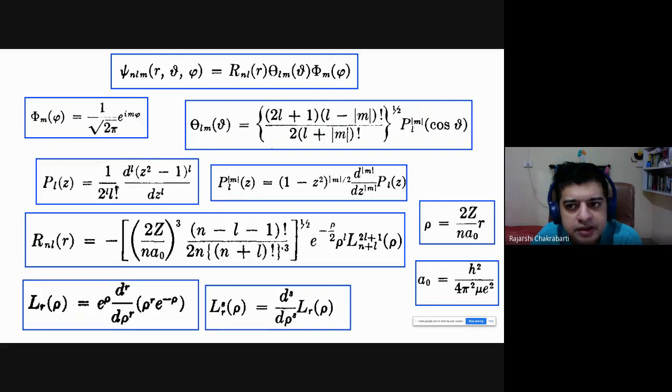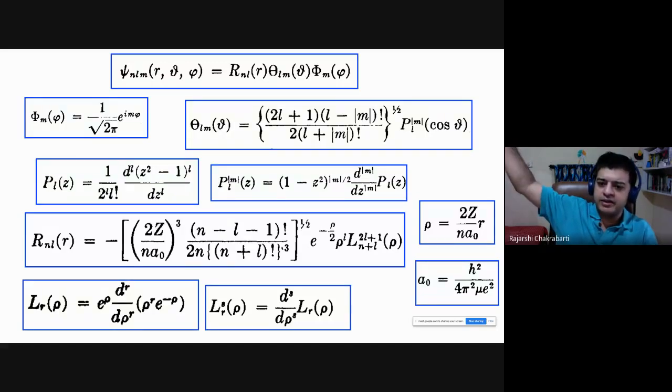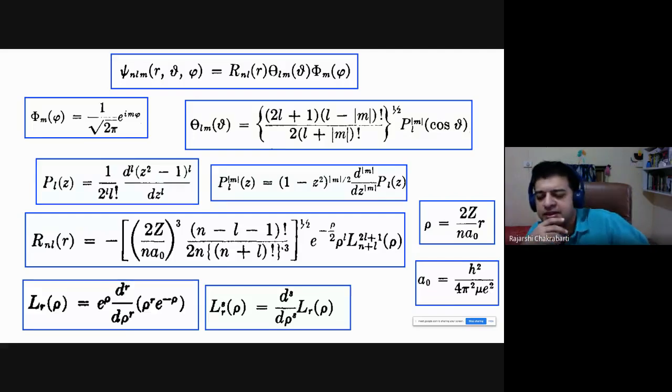Then you have another expression. P_l is this part only, but if you take the m-th derivative of P_l with respect to Z, or the h, I had h here, I have put Z here, it is given by this expression. You remember this, I hope. At least you should remember this: P_l^m equals 1 minus Z squared to the power mod m by 2, something like that. If you go and see your expression, you will see that this is how it is. But you have a formula to calculate this P_l^m(Z) from P_l(Z).